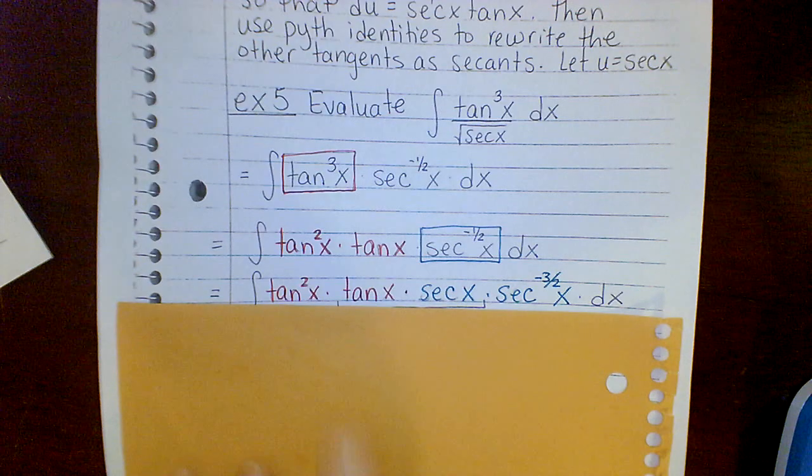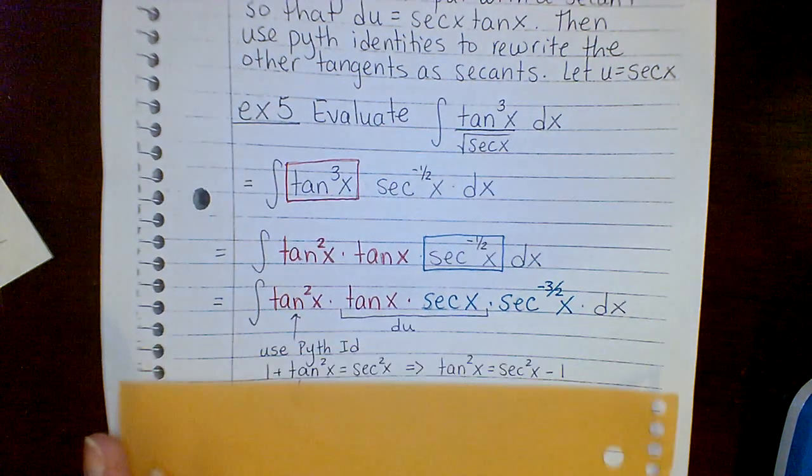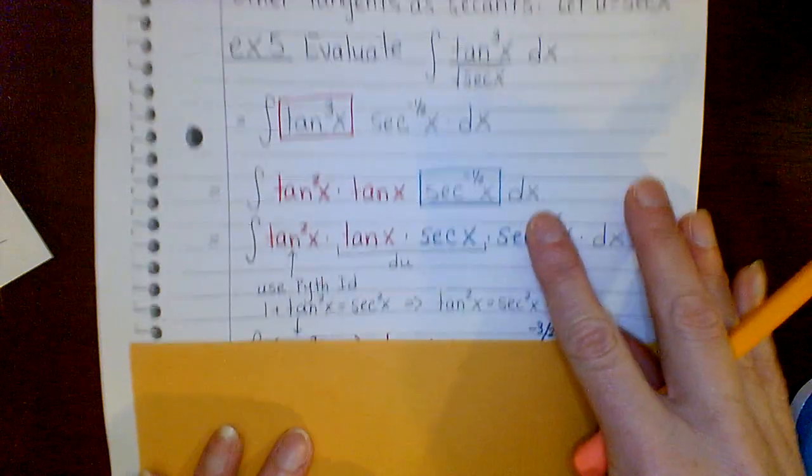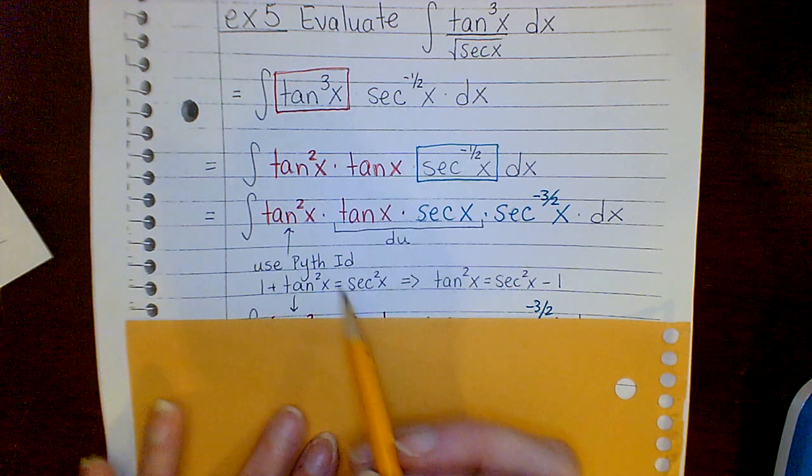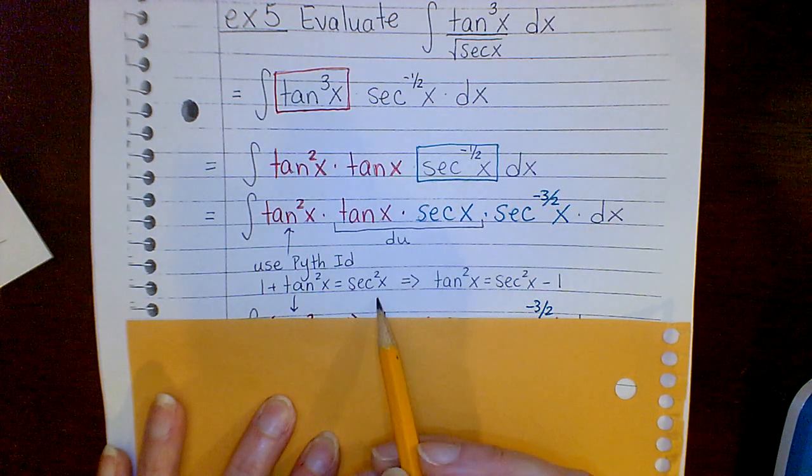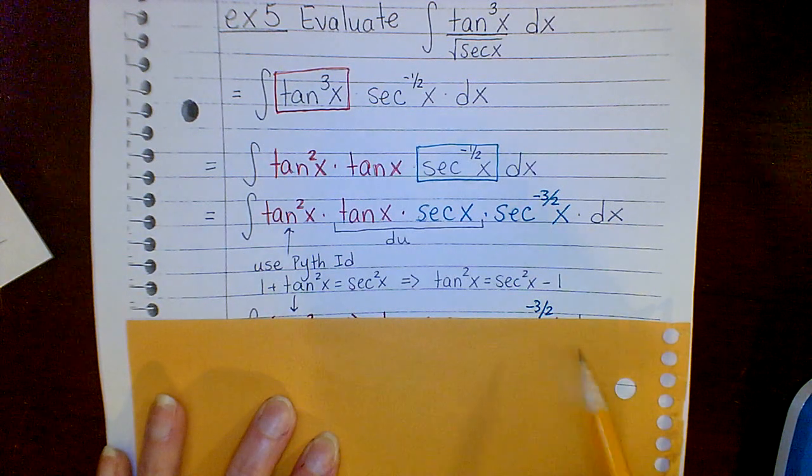Now, I can replace that tangent squared with its Pythagorean identity. The Pythagorean identity is 1 plus tangent squared is secant squared. So if you just subtract 1 from both sides.